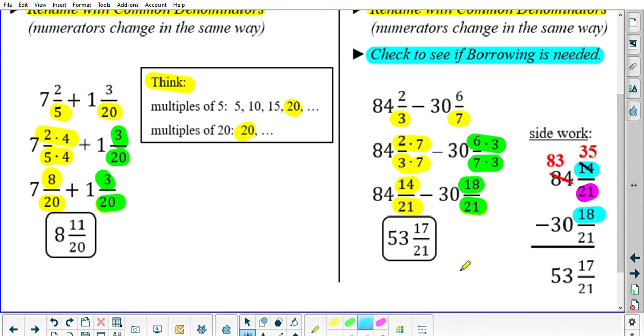Always check to see if your final answers can reduce. On both of these answers, they did not reduce because 17 is only divisible by 17 and 1, and 21 is not divisible by 17, so that does not reduce. Likewise over here, 11 is only divisible by 11 and 1, so you just have to ask, is 20 divisible by 11? It is not, and therefore, this is already in simplest form.